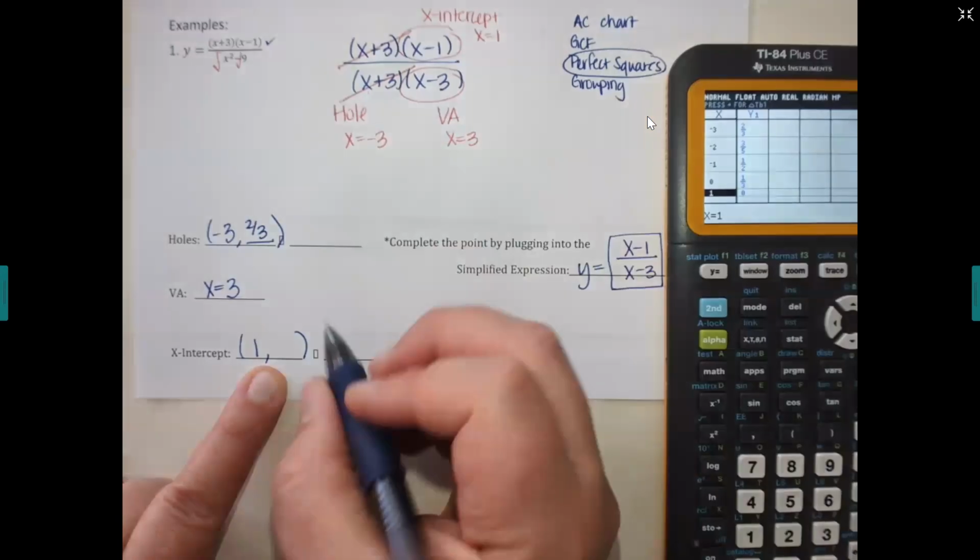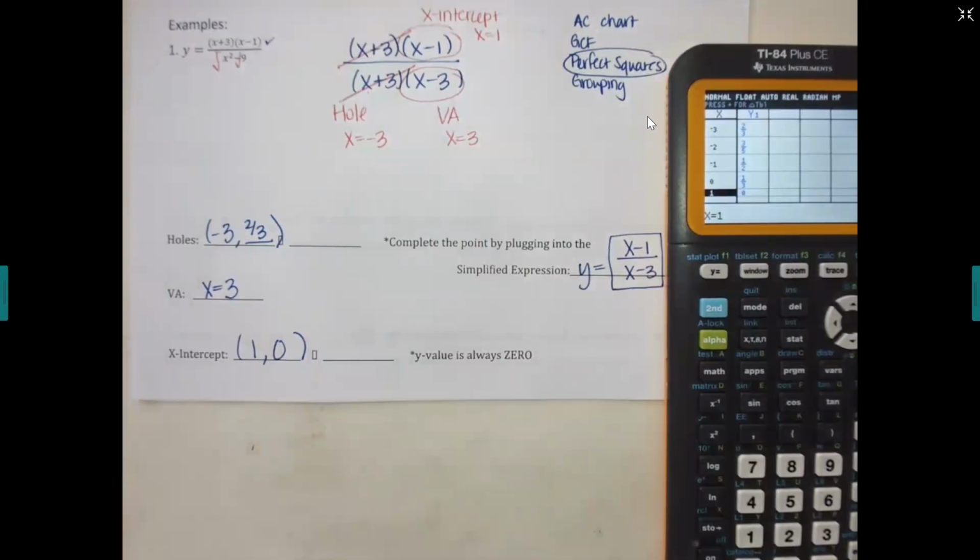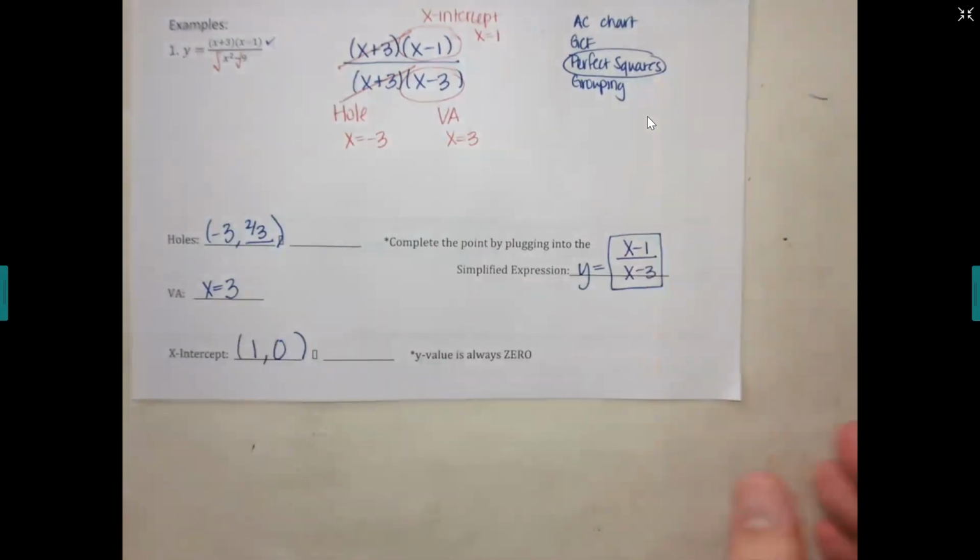0. Now, quick point here. If you found an x-intercept, your y is always gonna be 0, because that's the only way you could be on the x-axis. Okay, so if it's an x-intercept, you can look it up every time if you want, but it should always go with a 0 for your other number. Okay, go ahead and turn the page.